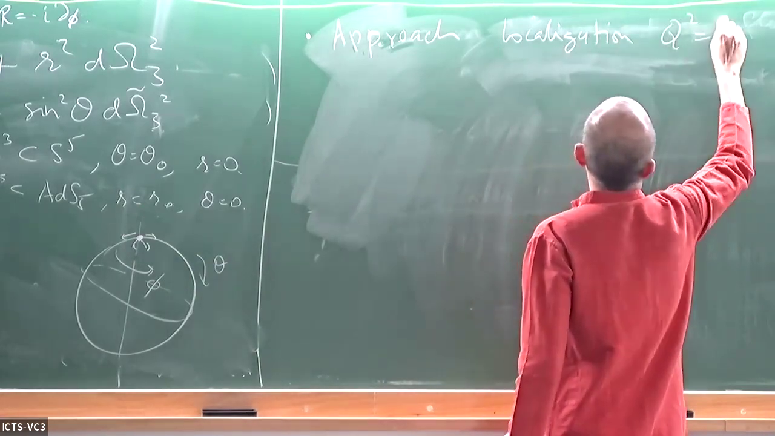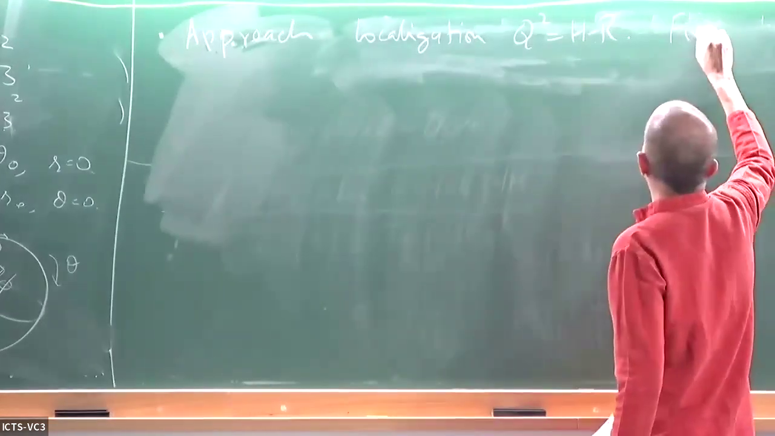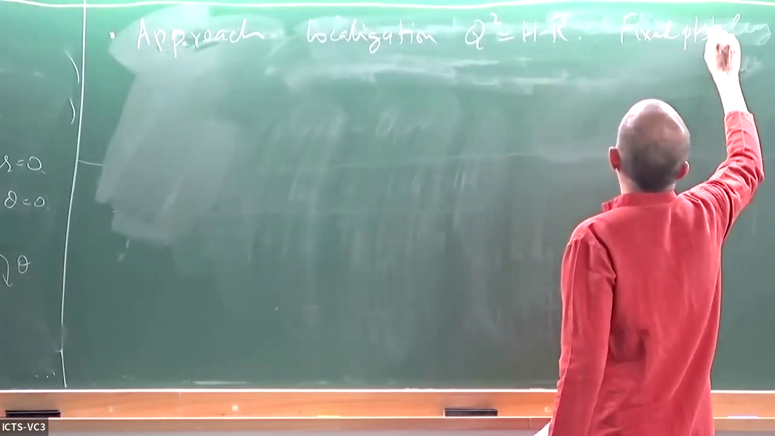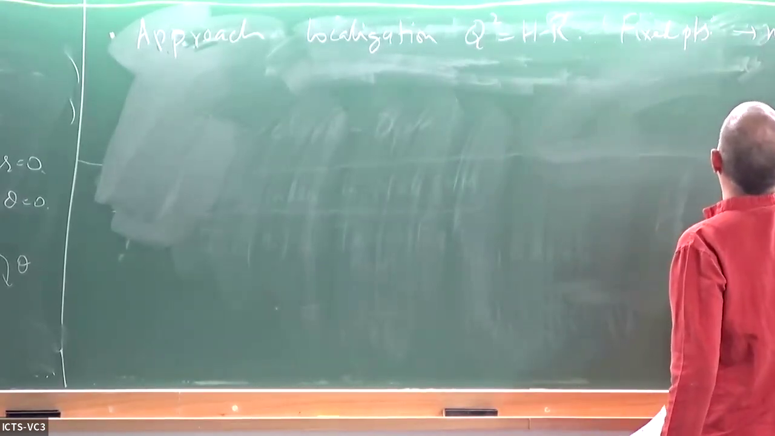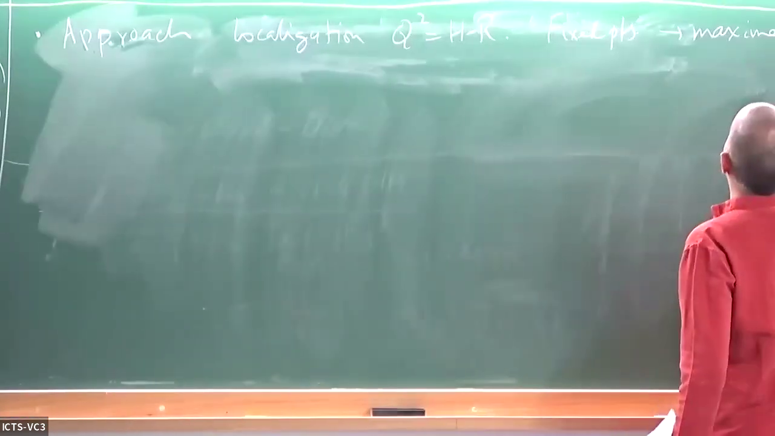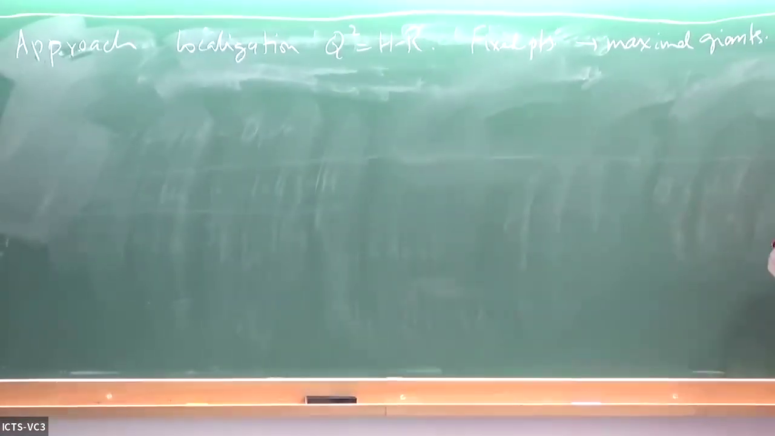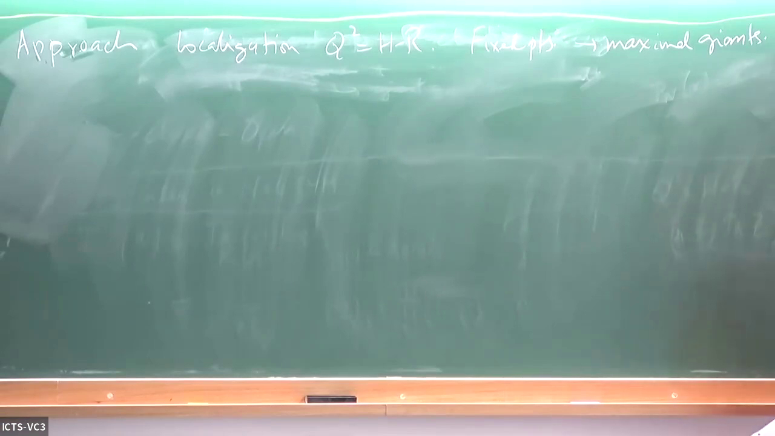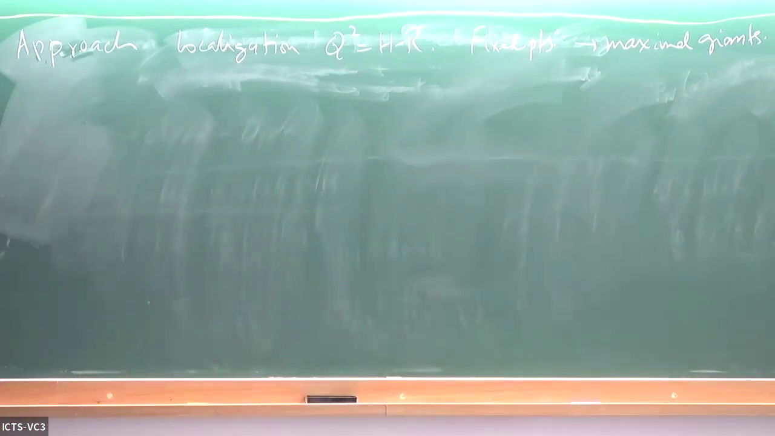So Q square is minus R. And it turns out that the fixed points of Q or Q square are exactly the maximal giants. Okay? And you can have an arbitrary number of maximal giants, M. Okay? So this I have explained.